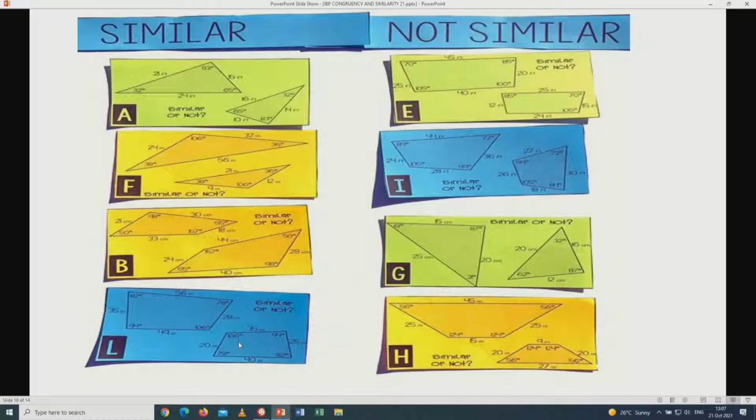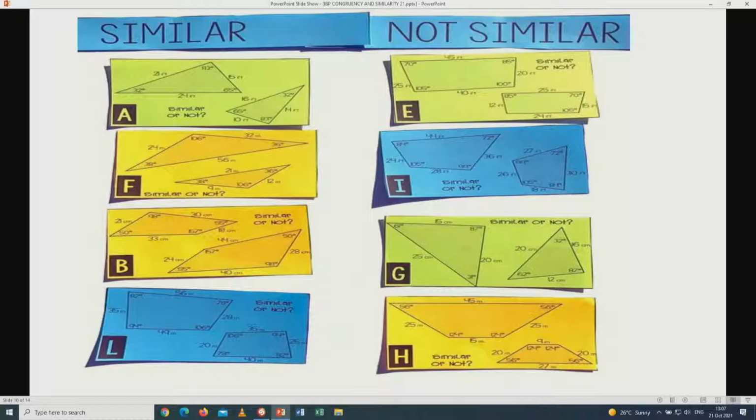Let's look at the last one. It's a four-sided figure. The other one is bigger, the other is small. Let's look at the angles: 82, 82. 106, 106. 94, 94. 78, 78. And remember, with congruency as well, we have to check that the angles are equal. Same shape, same size is congruency. Same shape, different size, equal angles.